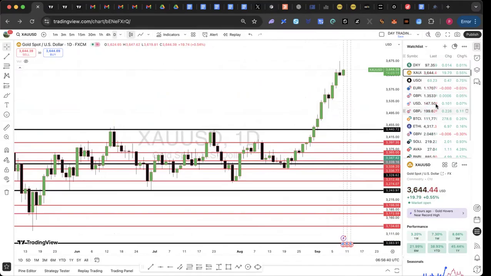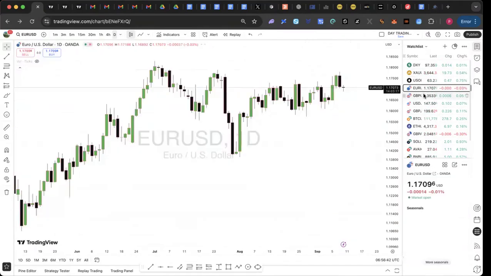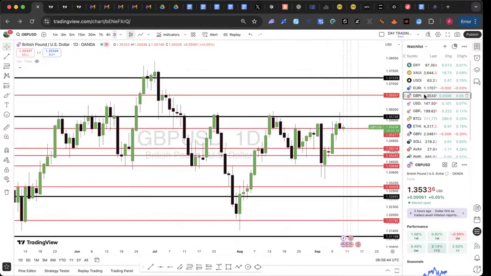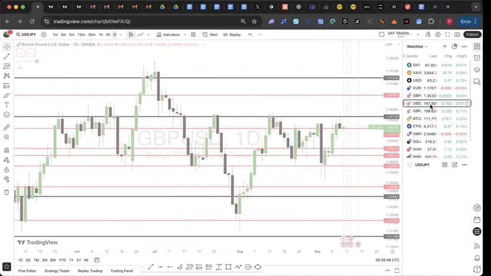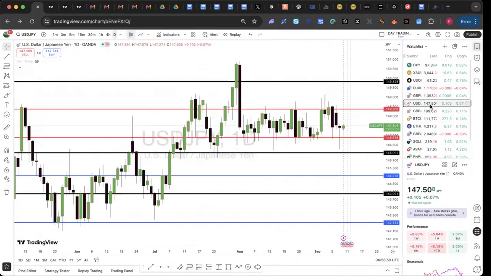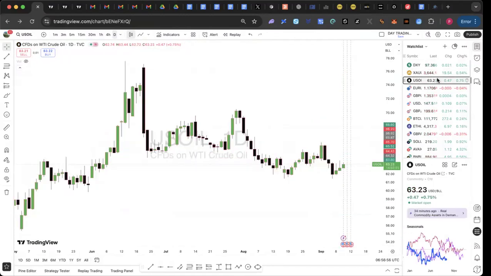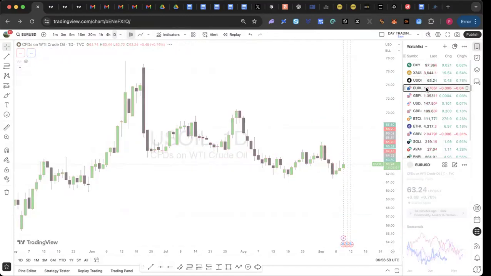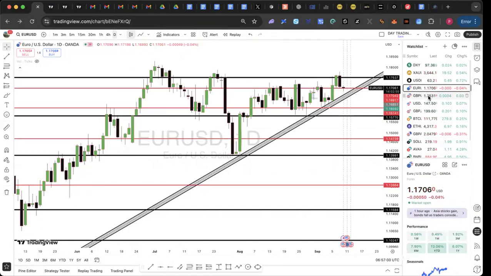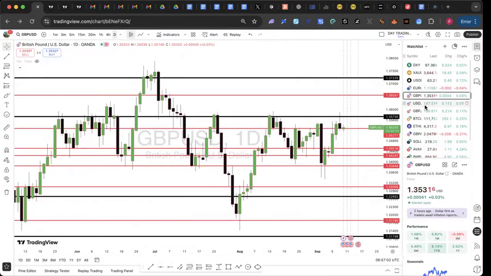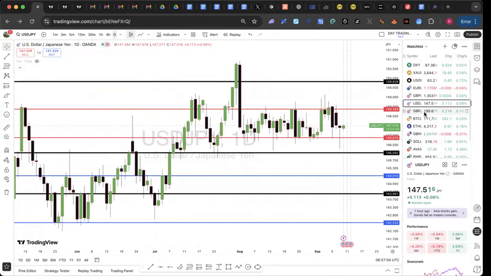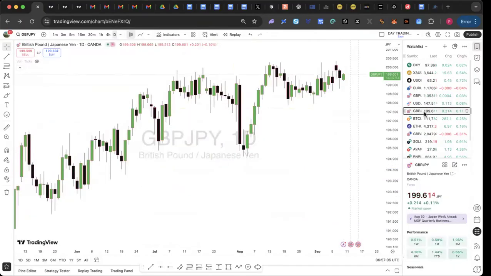Now, EUR/USD, GBP/USD, but these are correlated pairs, but nevertheless, okay, then USD/JPY. So gold, EUR/USD, GBP/USD, USD/JPY, and probably GBP/JPY, all right?